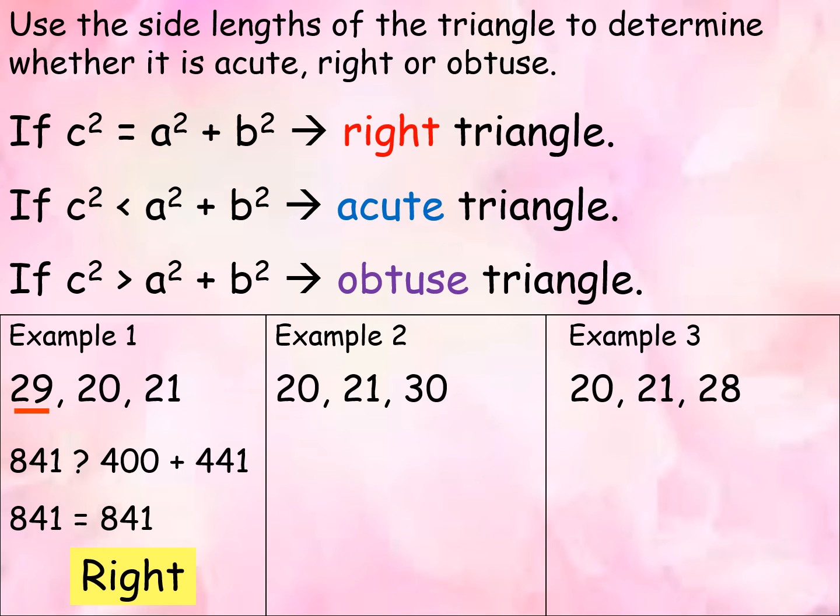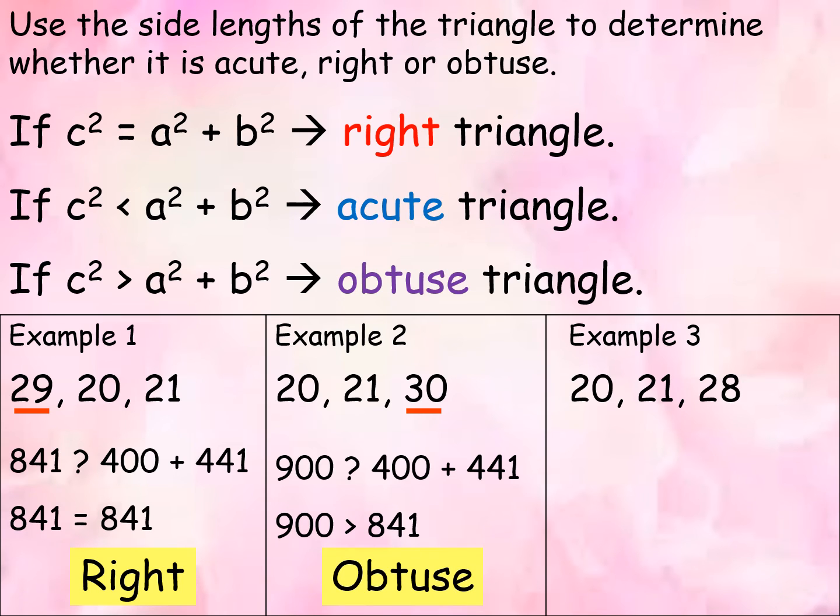Now let's move on to example number 2. First, let us determine the longest side, which is equal to 30. In here, we ask, is 30 squared, which is equal to 900, equal to, less than, or greater than 20 squared, which is equal to 400, plus 21 squared, which is equal to 441? So 400 plus 441 is equal to 841. So 900 is greater than 841. So therefore, the triangle is an obtuse triangle.